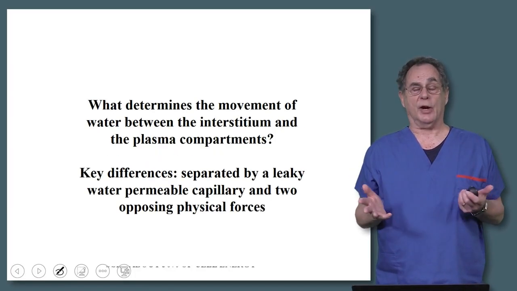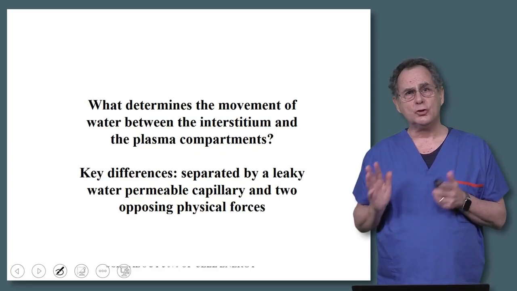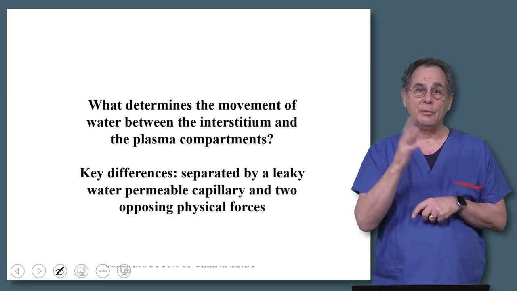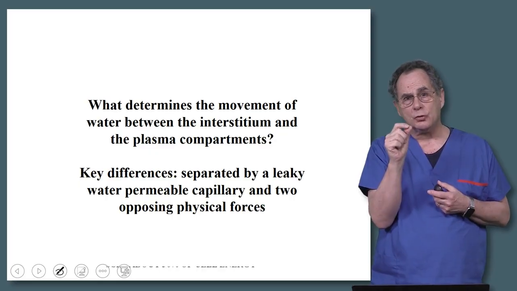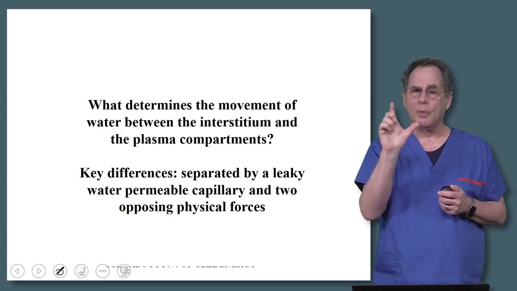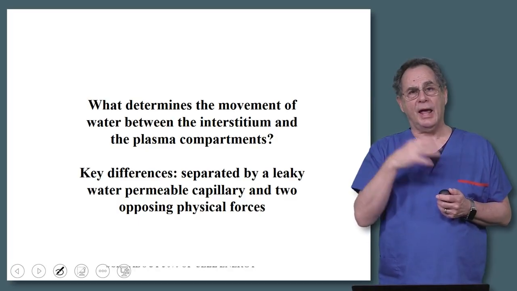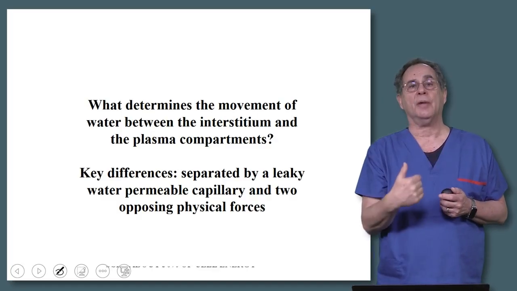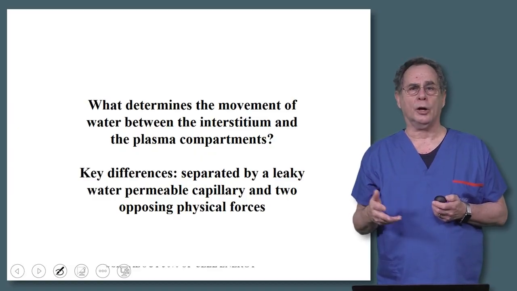So now we have a second question. We've asked several questions, but this is another question at this point. What determines the movement of water between the interstitial compartment and the plasma compartment? Now, the key difference here is that these two compartments are separated by a leaky, water-permeable capillary. So remember, the plasma or intravascular compartment is what's within our bloodstream. And the interstitial space is what's surrounding that, between the blood vessels and the cell membranes. And the capillaries are generally pretty leaky to water.